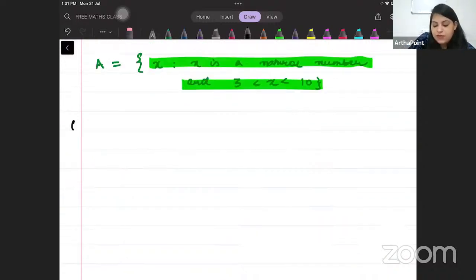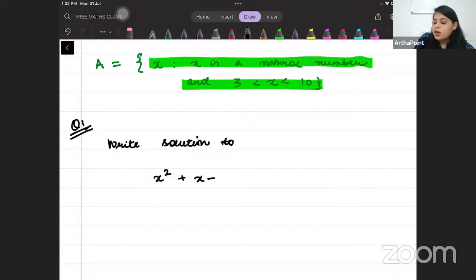So question number 1 for the day. Write the solution to x square plus x minus 2 in a roster form. You need to write this solution in the roster form. Okay? Let's solve this.